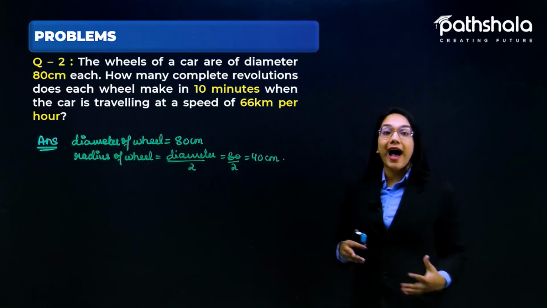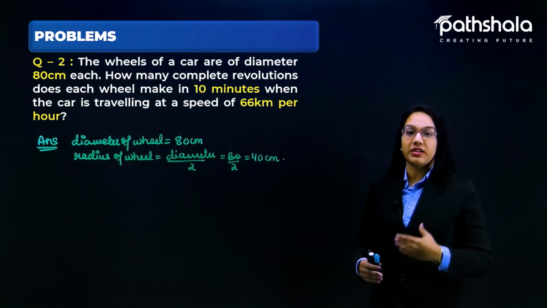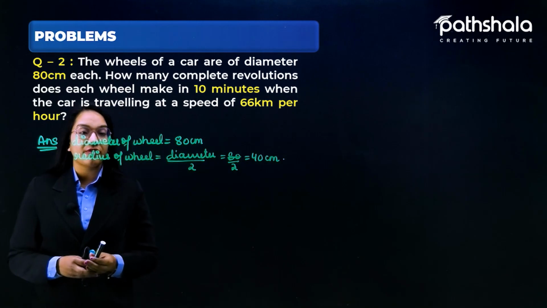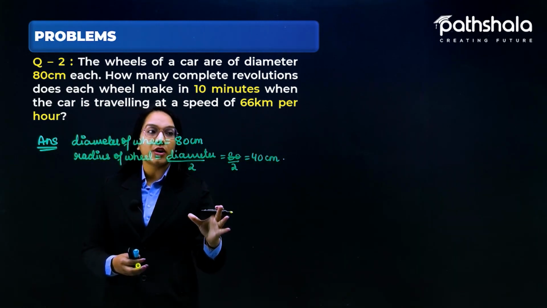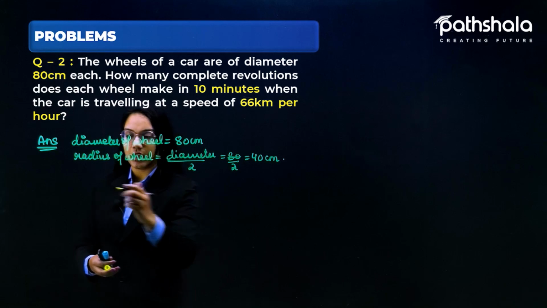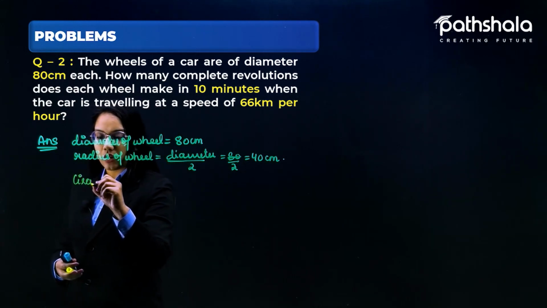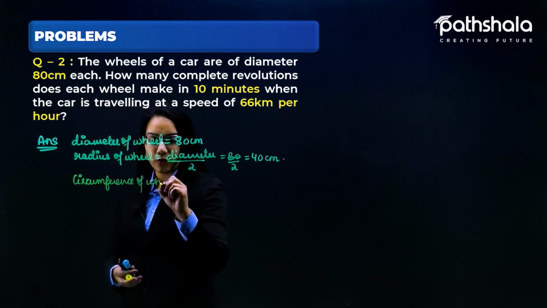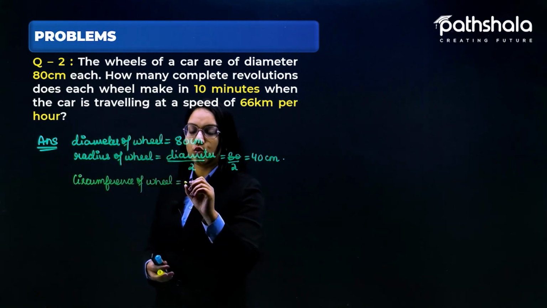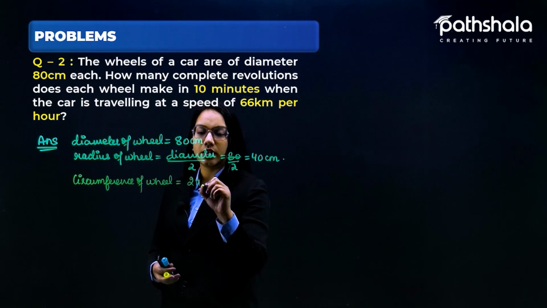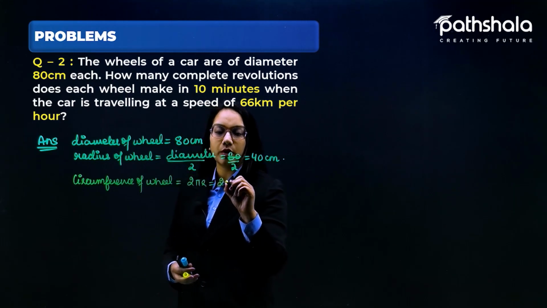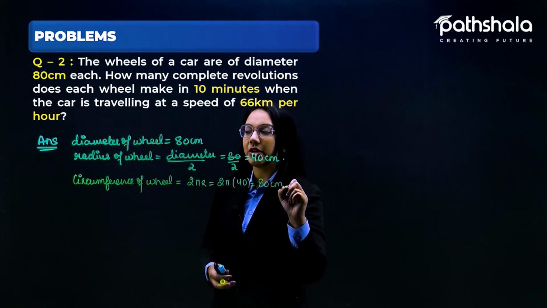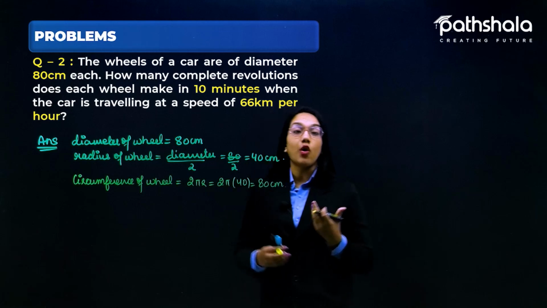Now further it says, how many complete revolutions does each wheel make in 10 minutes when the car is traveling at a speed of 66 km per hour. Let us start with finding out the circumference of this particular wheel. The circumference of the wheel would be equal to 2 pi r, which is 2 pi times 40, which is equal to 80 centimeter. So this is the circumference of the wheel.